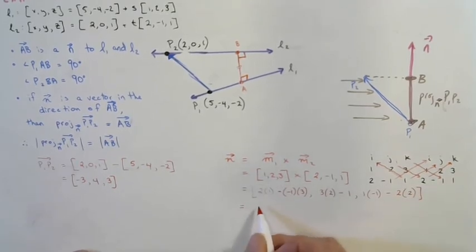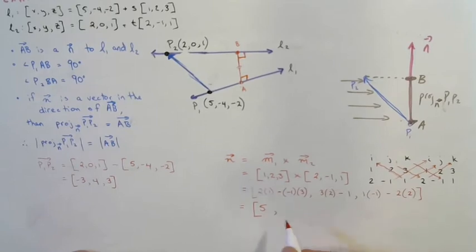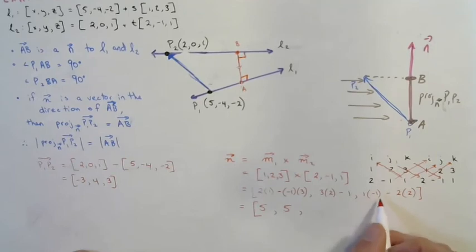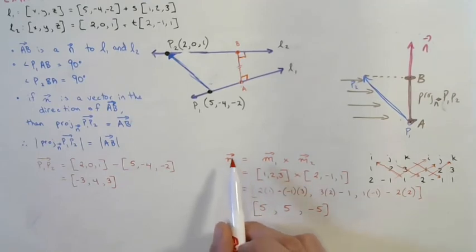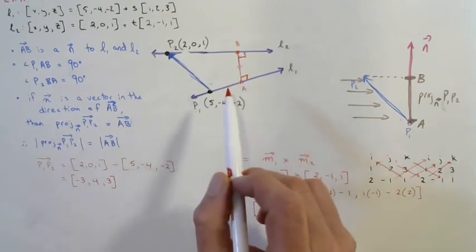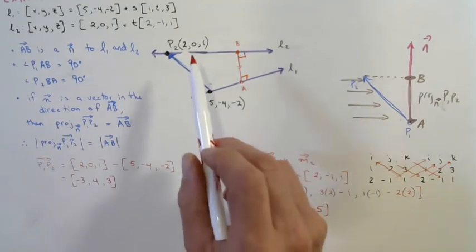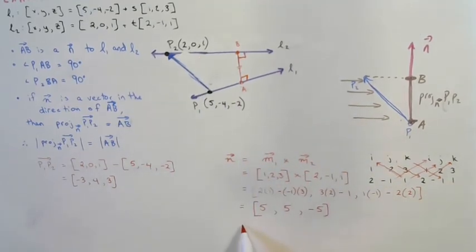Close that off, simplify it, I get 2 plus 3, which is 5. This is 6 minus 1, which is 5. And this is negative 1 minus 4, which is negative 5. So this is a vector in the direction of n, which is in the direction of AB, perpendicular to both L1 and L2. And I can simplify this because it's just a direction vector. So it's (1, 1, -1).